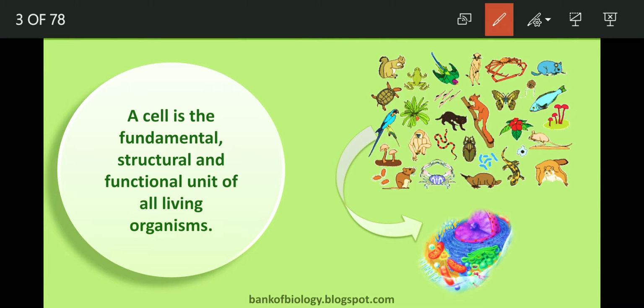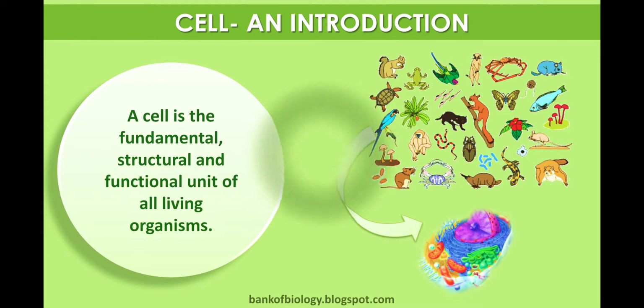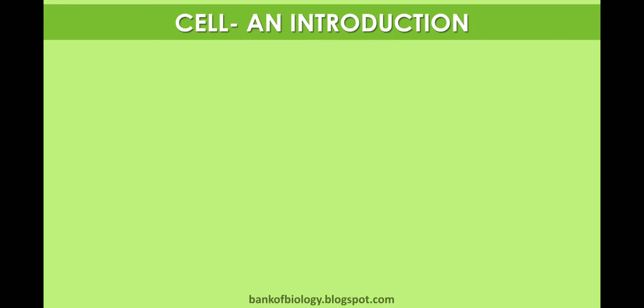If there is something in our body that has a proper structure, that is a cell. Fundamental means it does the functions, and functional unit of life means they perform the functions of a living organism. Now we go to the history of the cell: who discovered the cell and how it was discovered.